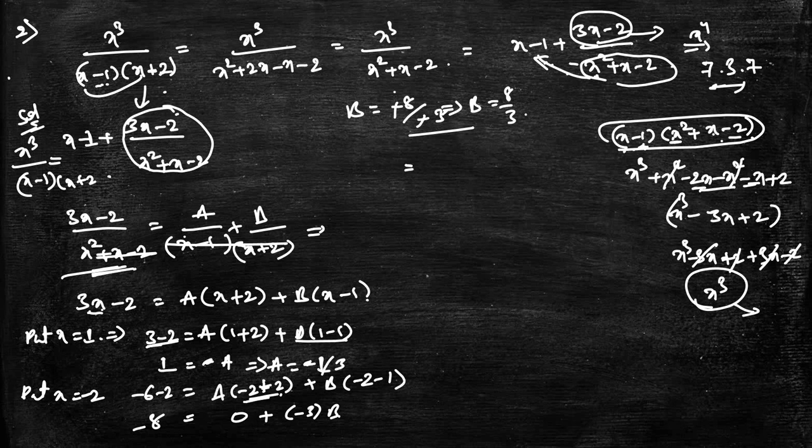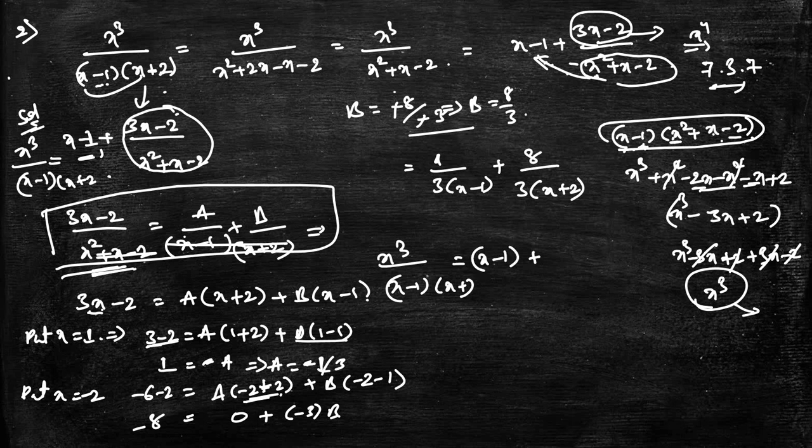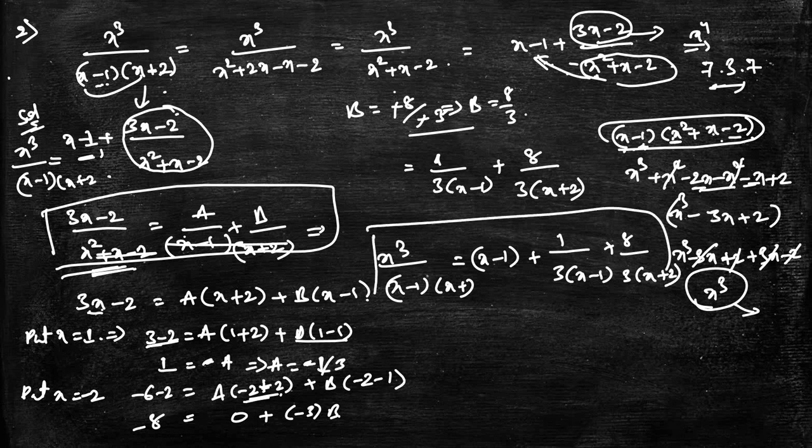What have we got here? a is equal to 1 by 3, so 1 by 3 into x minus 1, plus b is equal to 8 by 3 into x plus 2. So this is the equation. We also have the x minus 1 there, so x cube divided by x minus 1 into x plus 2 is equal to 1 divided by 3 into x minus 1 plus 8 divided by 3 into x plus 2. So this is the end of this question, this is the answer.